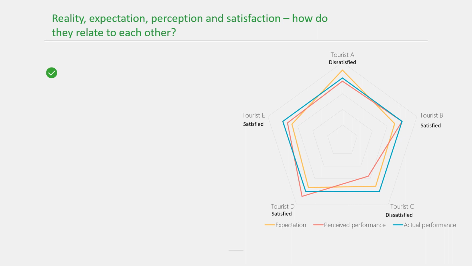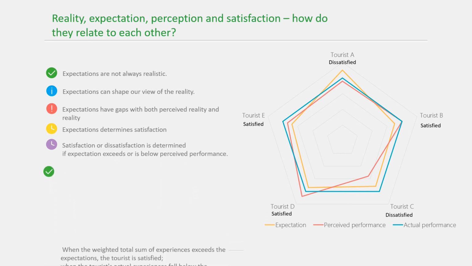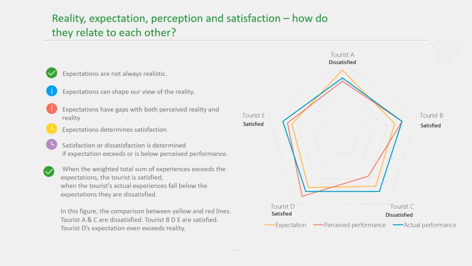In summary: 1. Expectations are not always realistic. 2. Expectations can shape our view of reality. 3. Expectations have gaps with both perceived reality and real reality. 5. Satisfaction or dissatisfaction is determined by whether expectation exceeds or is below perceived performance. 6. When the weighted total sum of experiences exceeds the expectations, the tourists are satisfied. When the tourists' actual experiences fall below the expectation, they are dissatisfied.